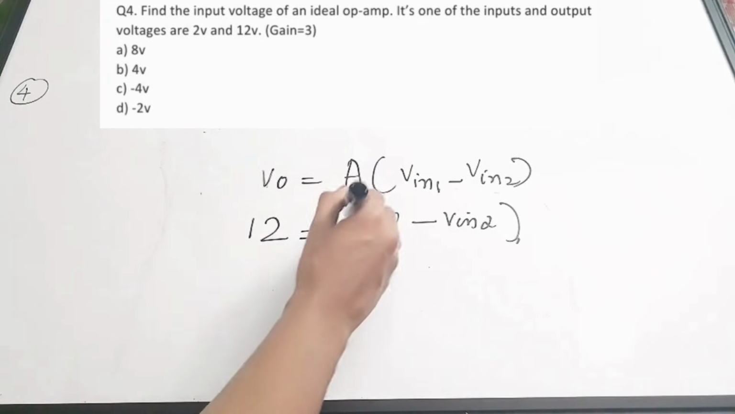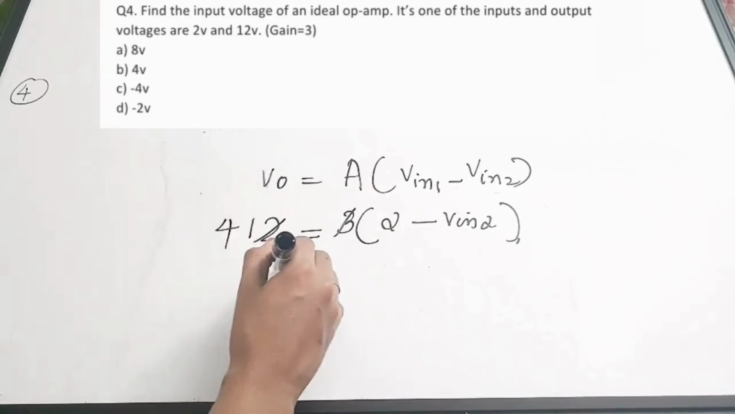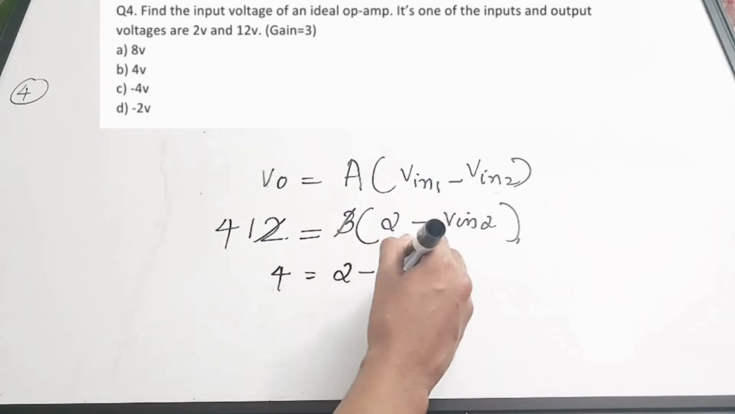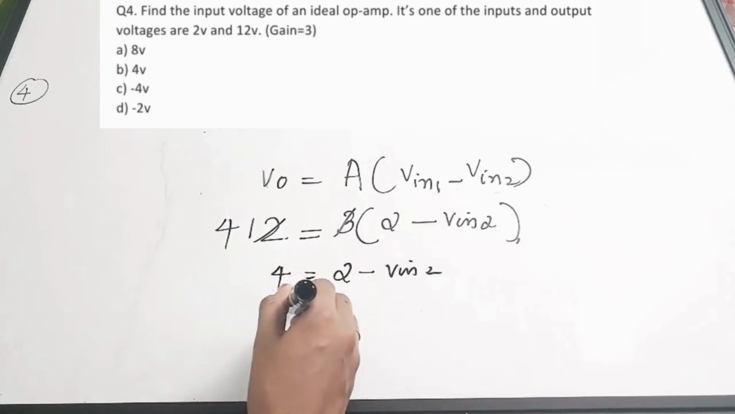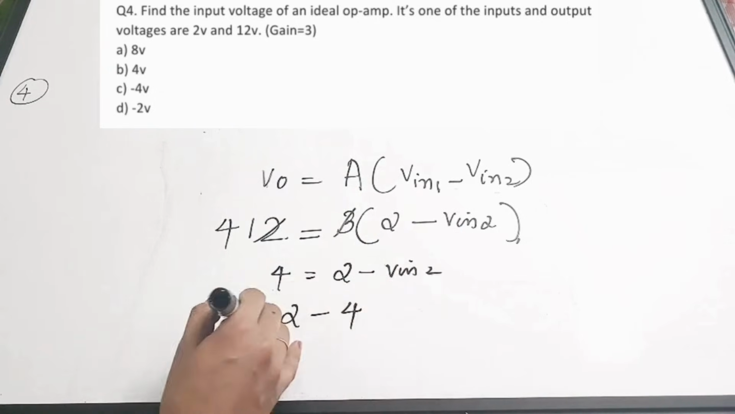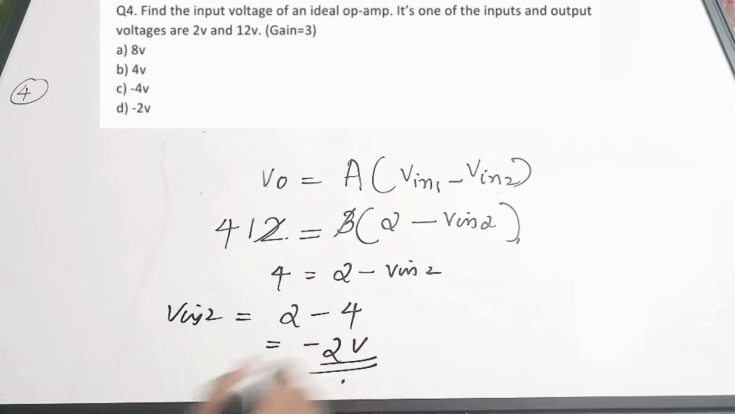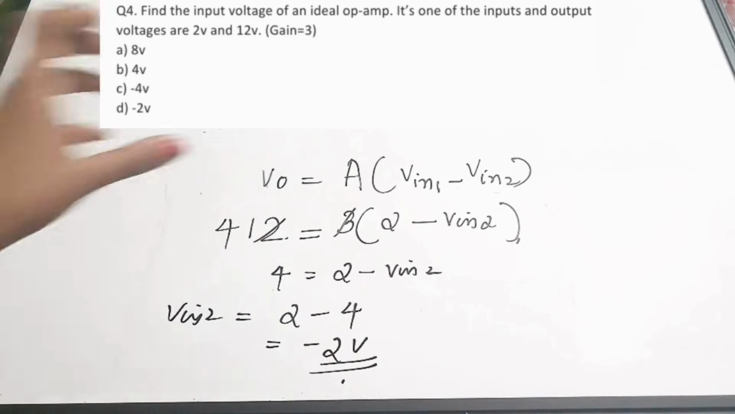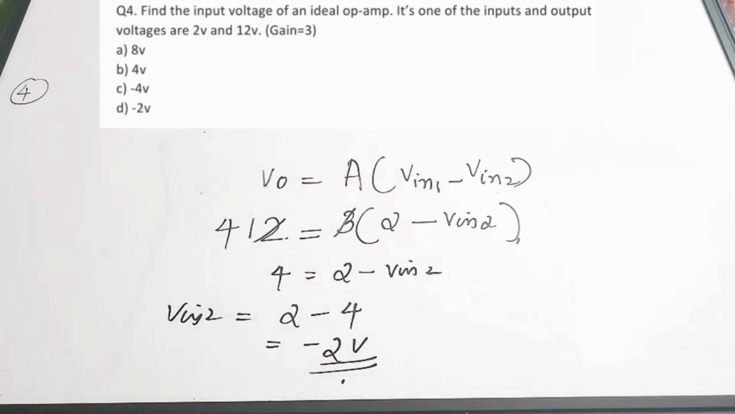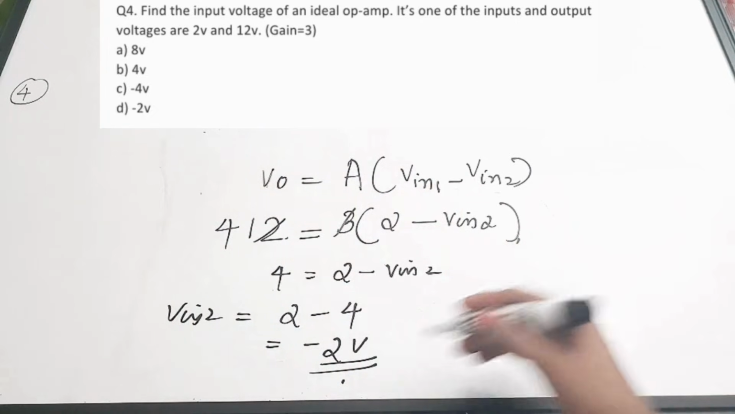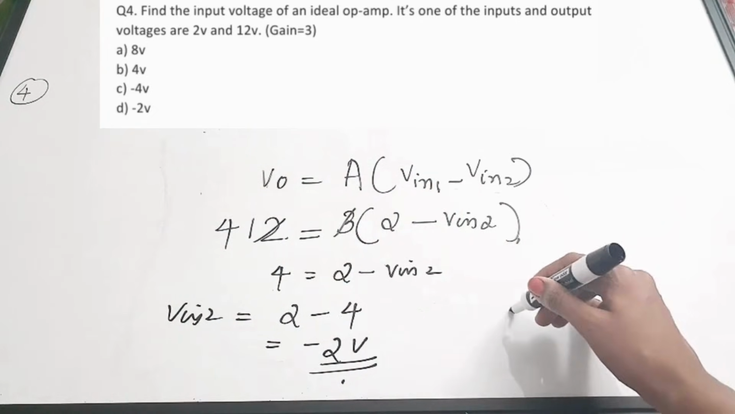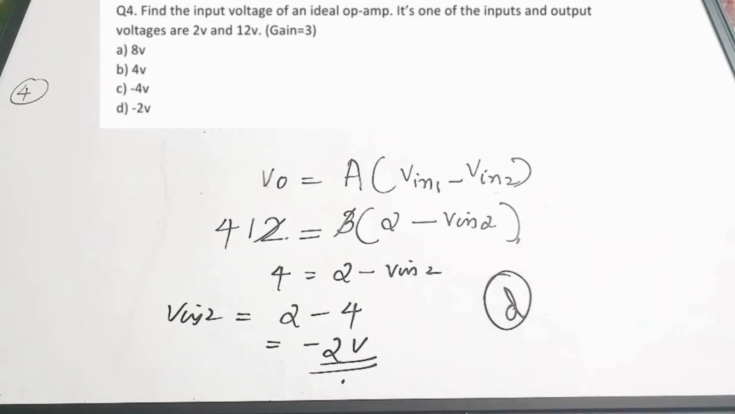So from this you will get 4 equal to 2 minus V in 2, or 2 minus 4 equal to V in 2, that is equal to minus 2 volts. By just applying this simple equation, because no other specifications are given, we can use only this equation. So the correct answer is minus 2 volt, which is option D. Fourth question, correct answer is option D.